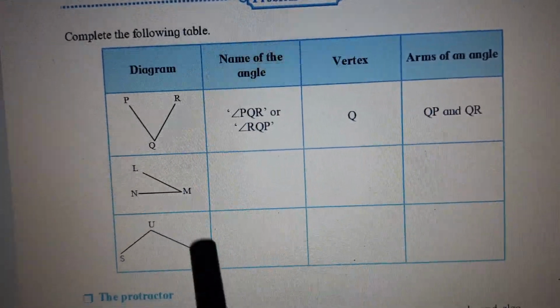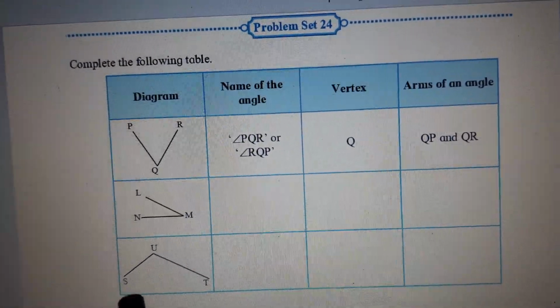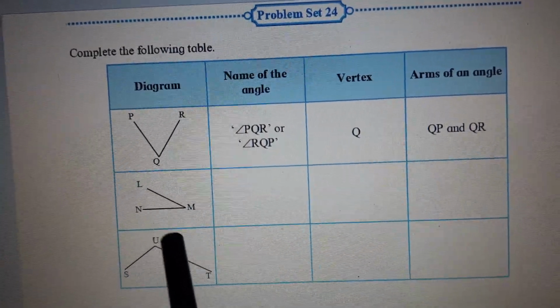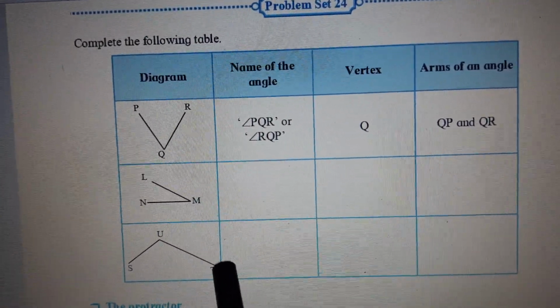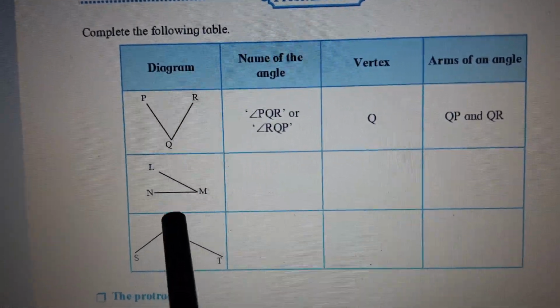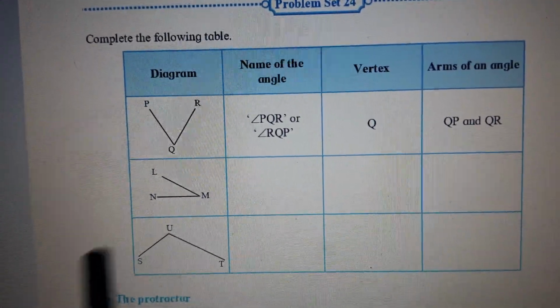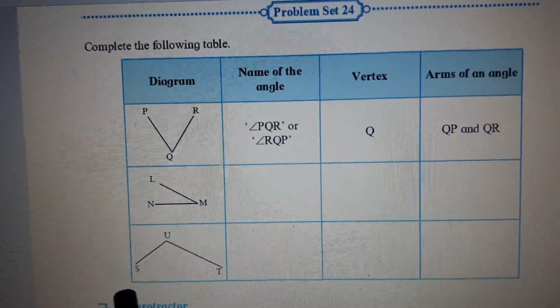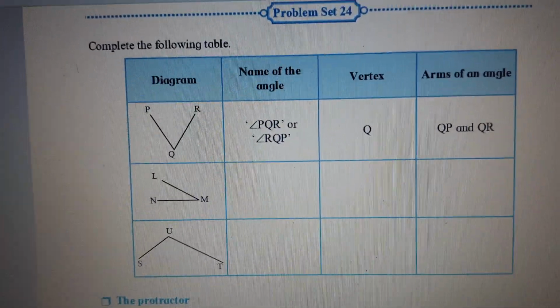Third figure, angle SUT or angle TUS. Vertex U. Arms US and UT.